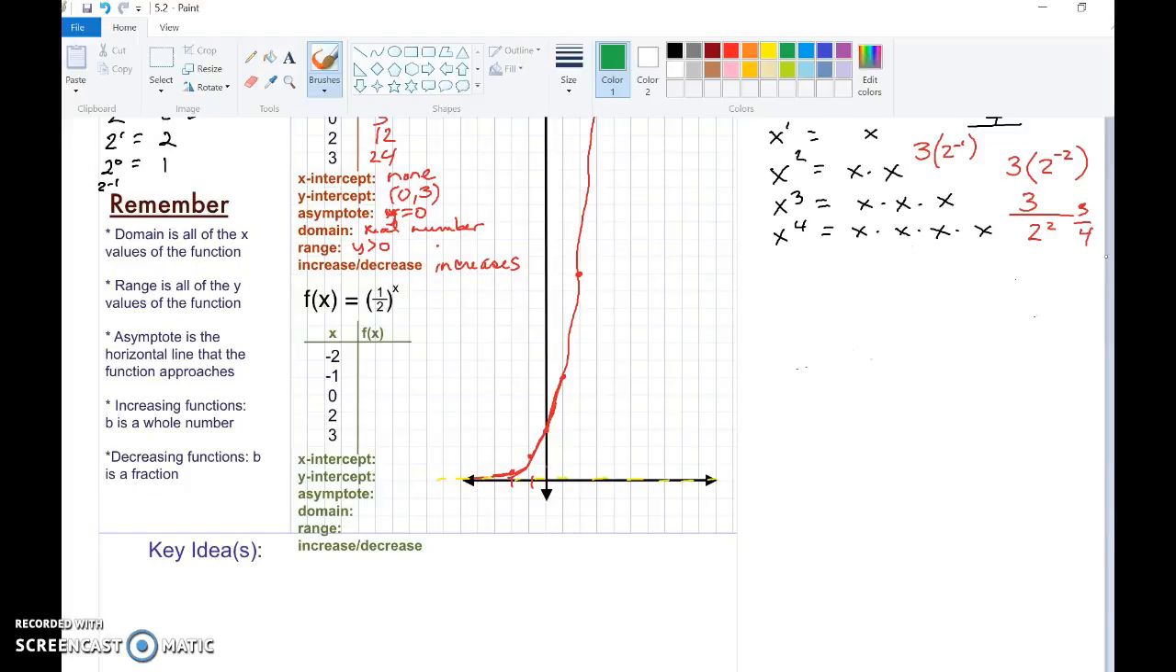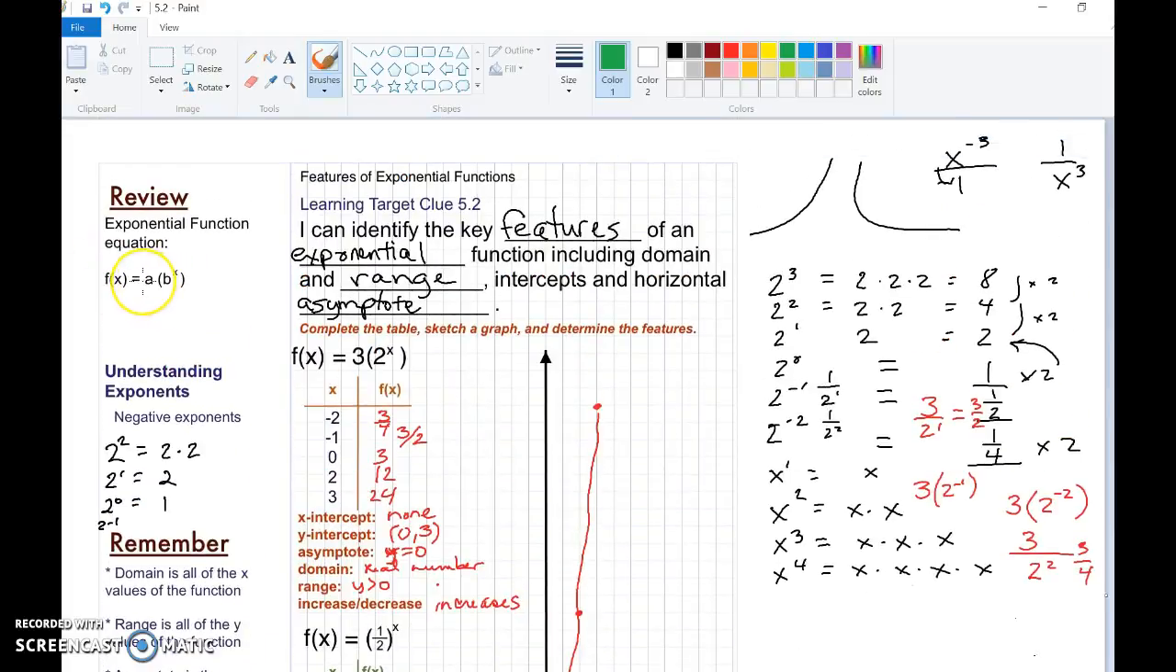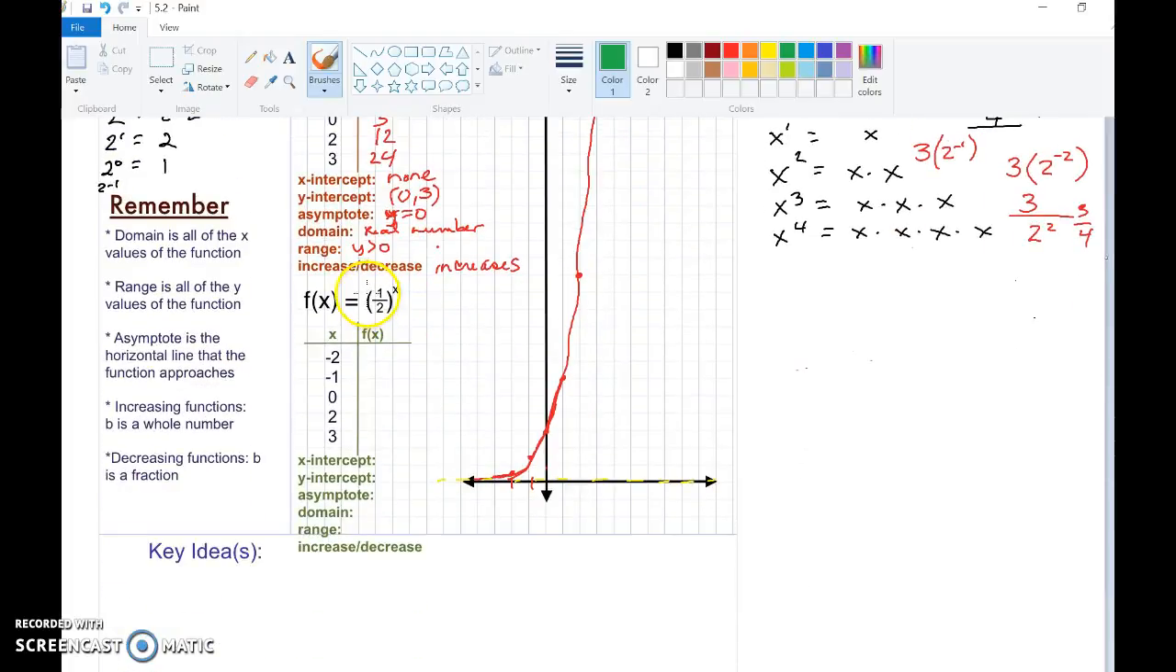So take a look at the bottom of your page where we have f of x equals 1/2 to the x power. So remember that our function for exponential functions is f of x equals a times b to the x power. So in this situation, our a is just 1, okay? And then our b is 1/2 to the x power. All right, let's go ahead and get started. We'll start by filling in our chart.